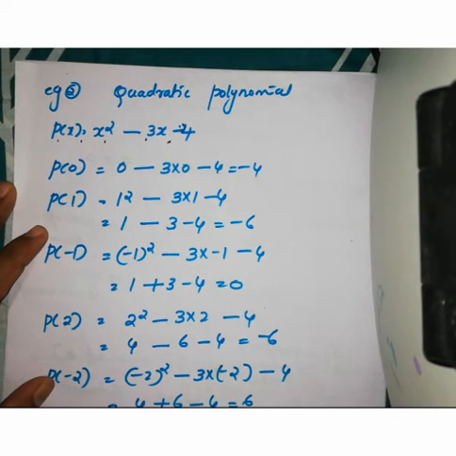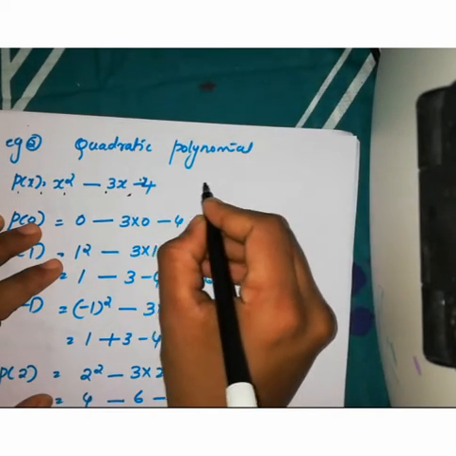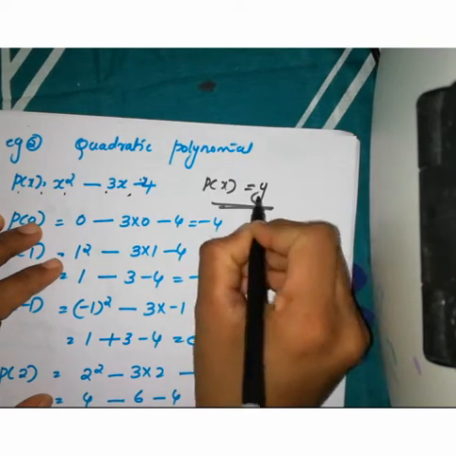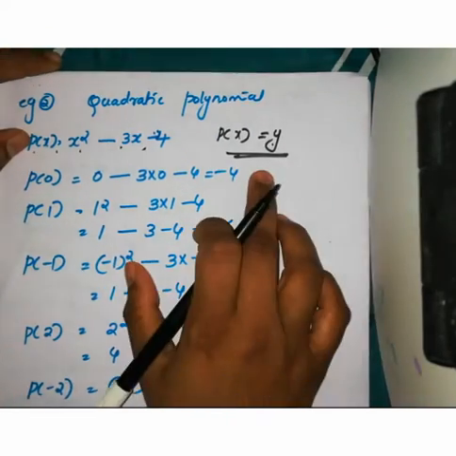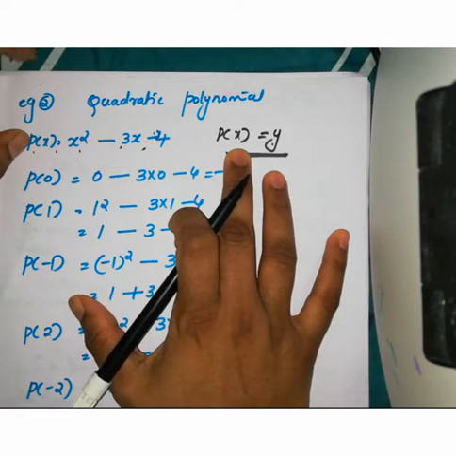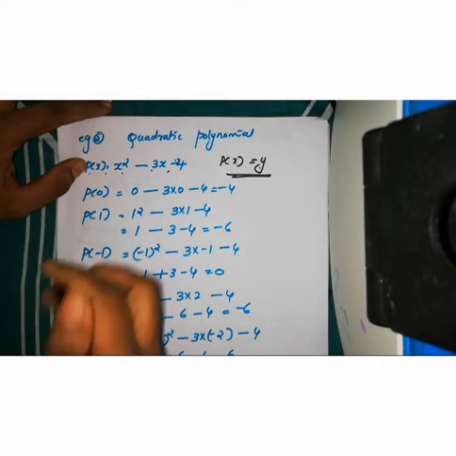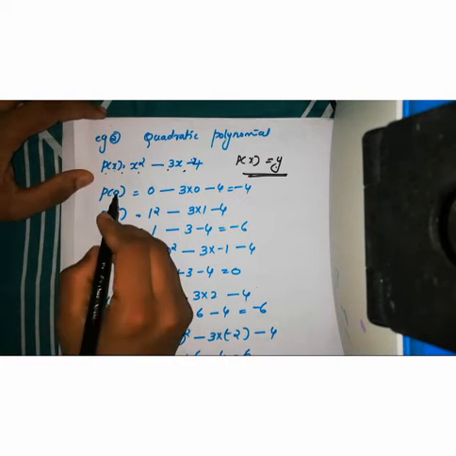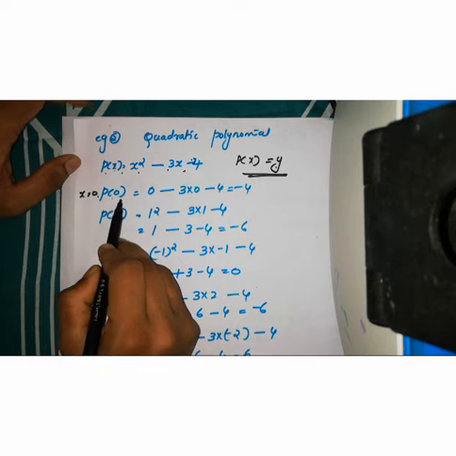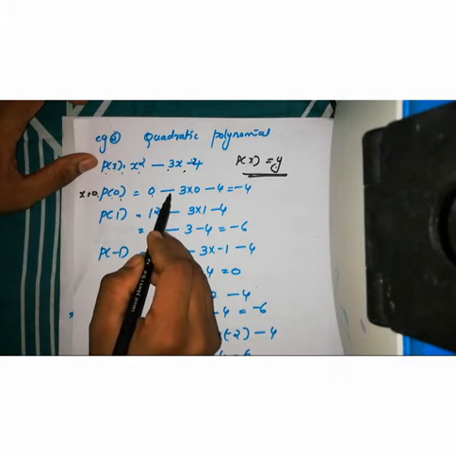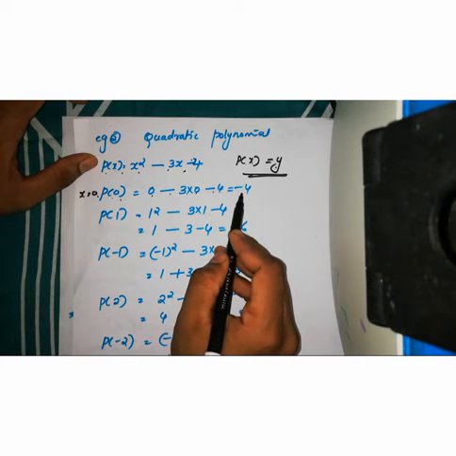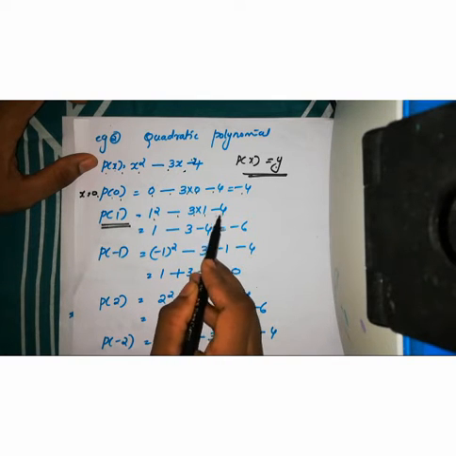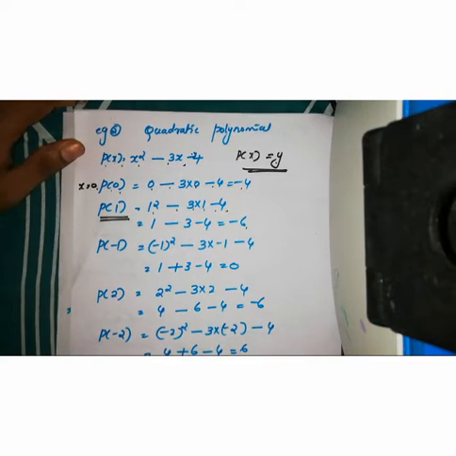We are going to draw the graph of this polynomial p of x, and in order to draw the graph, we denote p of x as y. So, for getting the values of p of x, we are giving different values of x. Suppose x is equal to 0. When x is equal to 0, p of 0 is equal to 0 minus 3 into 0 minus 4, that's equal to minus 4. When x is equal to 1, then 1 square minus 3 into 1 minus 4, the value becomes minus 6.